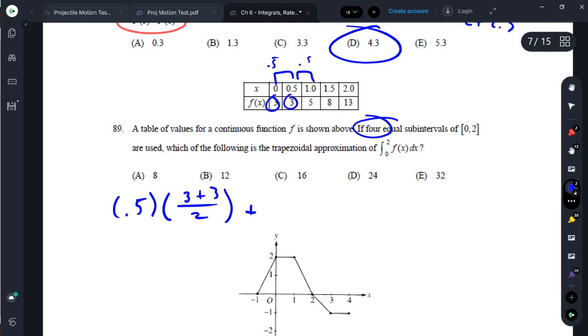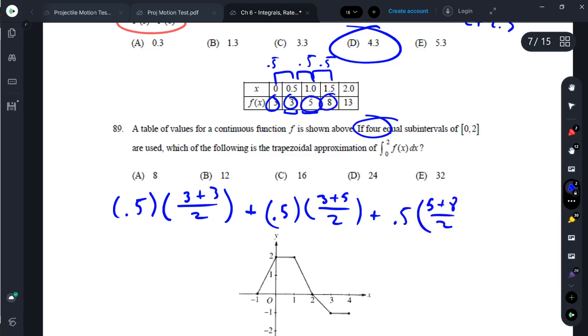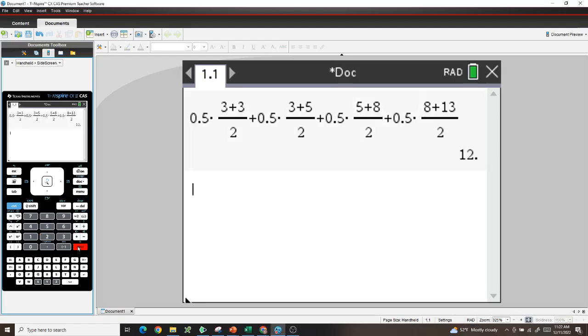Plus we have another 0.5. And then we do the left and the right, 3 plus 5, divide that by 2. Then another 0.5. And then we do the left and the right of that, 5 plus 8, divide that by 2. And finally we have a last 0.5. And then 8 and 13 divided by 2. And so this, you would just type that whole line into your calculator. And so you should get something like this, which gives us the answer of 12.